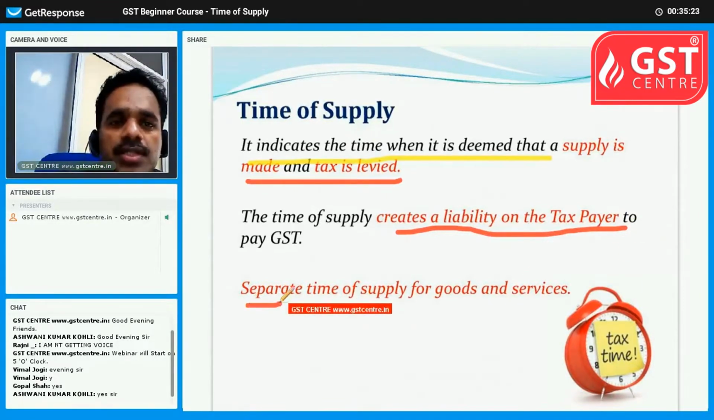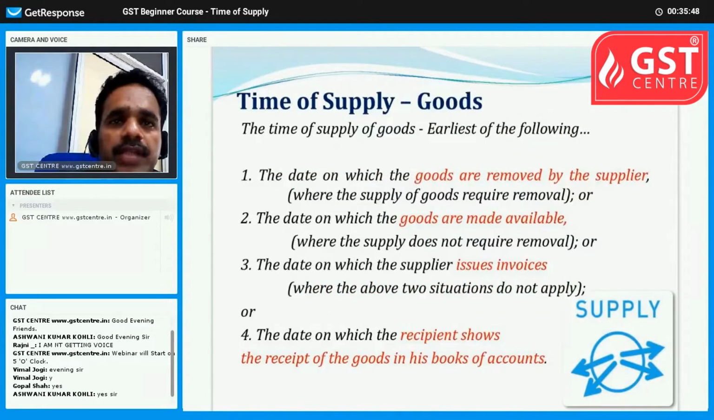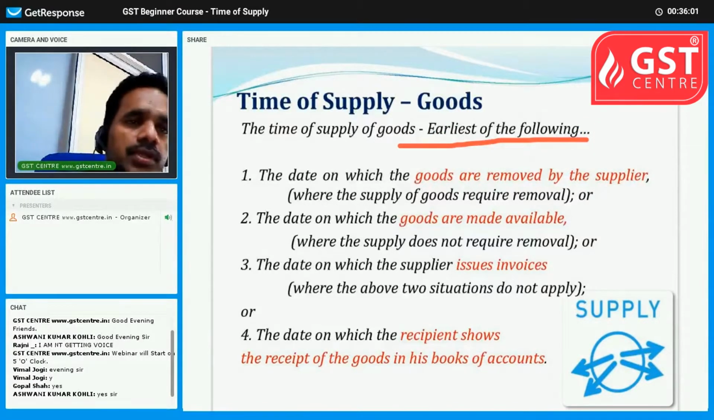And as per the GST law, there are separate times of supply for goods and services. So in this chapter, we will look at time of supply for goods, and in the next subchapter we will see the time of supply for services. Regarding time of supply for goods, it is the earliest of the following, and please note that as per the revised model GST law, some points have changed and that we will see later.